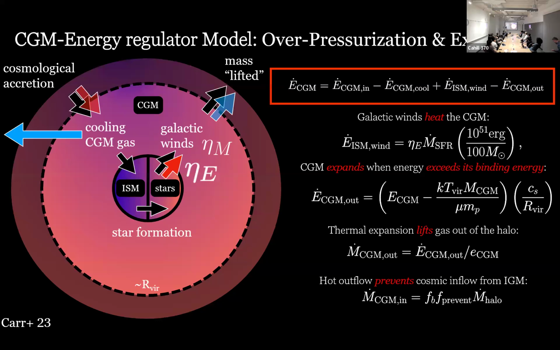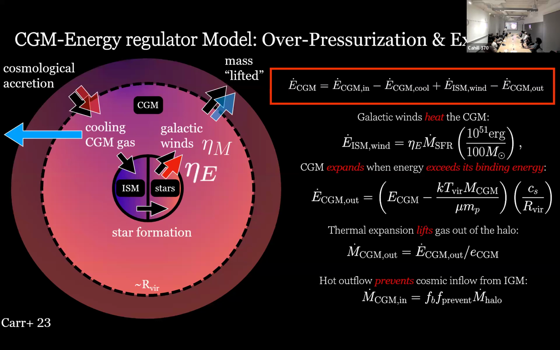in this thermal expansion, which is lifting out of the halo, it can interact with the surrounding cosmic environment and the intergalactic medium, and so this gives you an additional halo scale preventative feedback as well. And so we assume that this F preventer, which limits the accretion of fresh material from the IGM, is proportional to the energy flowing out of the system compared to the energy that would be coming in through this cosmic accretion. And so that sets this fraction here.